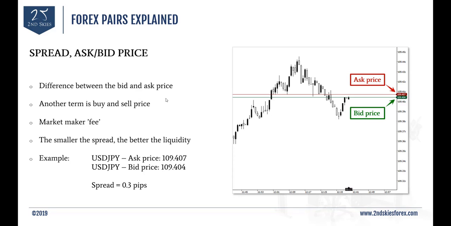So if we were to look at the spread for the US dollar versus the Mexican peso, it's going to be much larger than 0.03. It's going to be much larger. So this is what you need to understand about the spread.